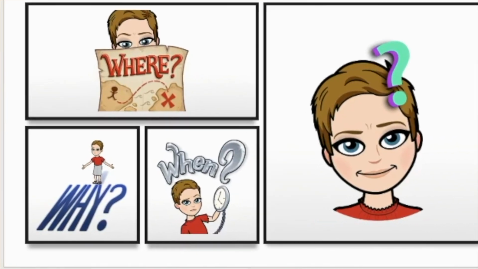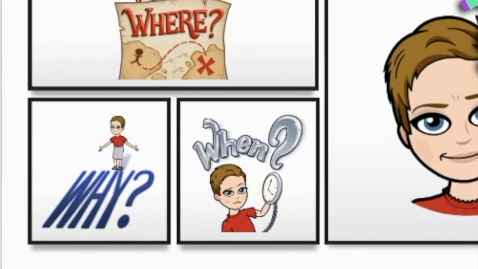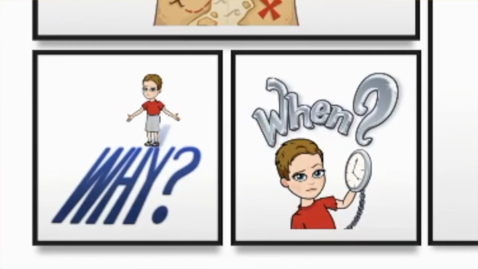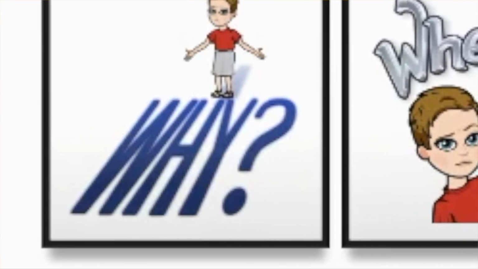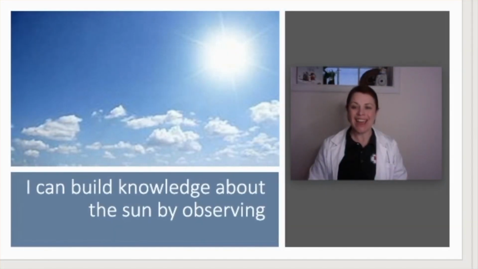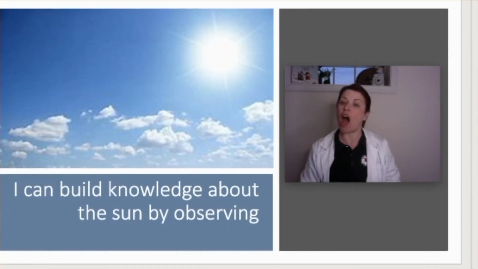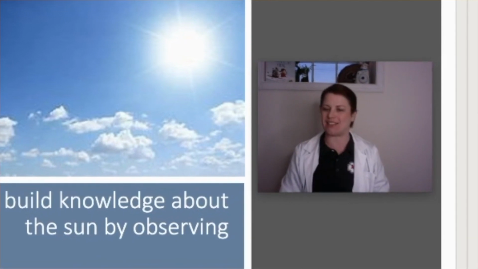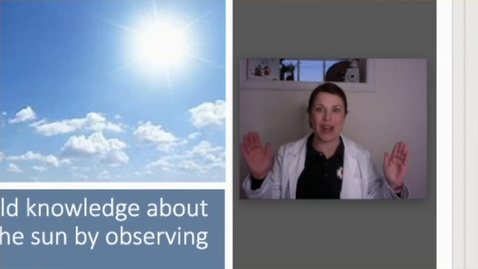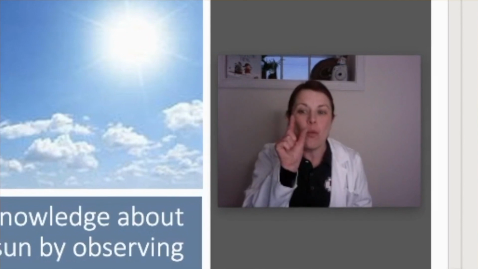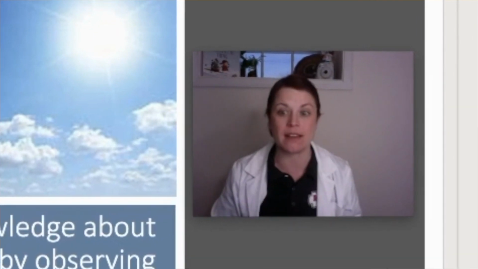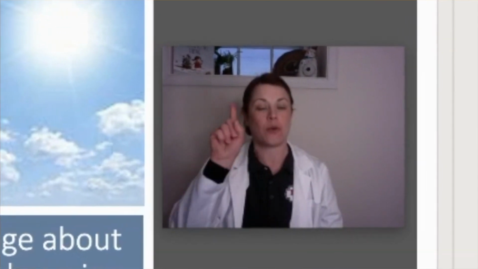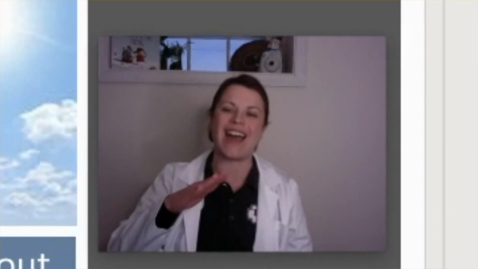As junior scientists, that is your job, to get really good at asking questions, to build your knowledge about a topic. Today, we are going to build our knowledge on the role of the sun. Specifically, that is a really big word that means one part. Specifically, we are going to look at just one part of the role of the sun here on Earth.